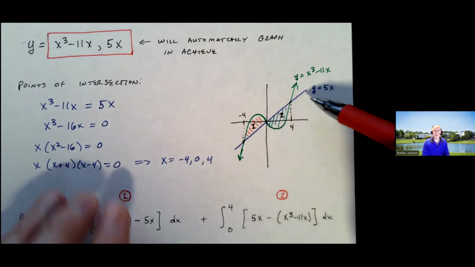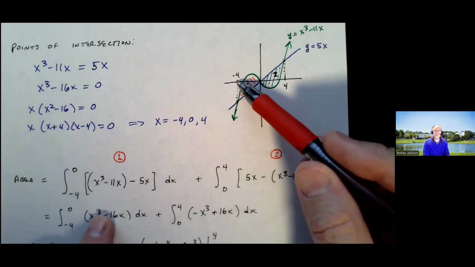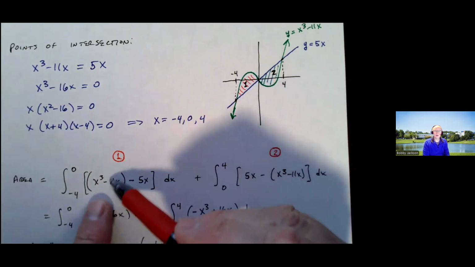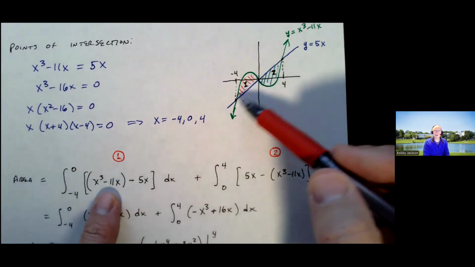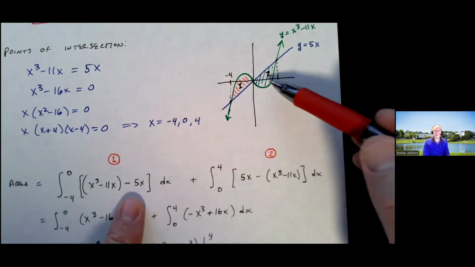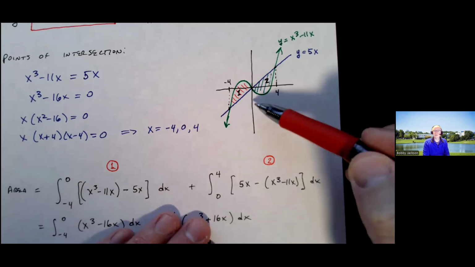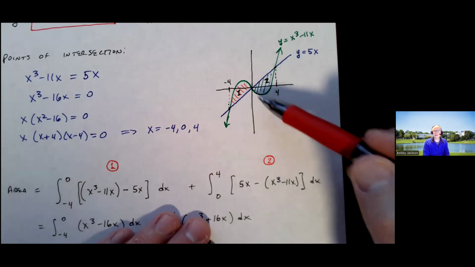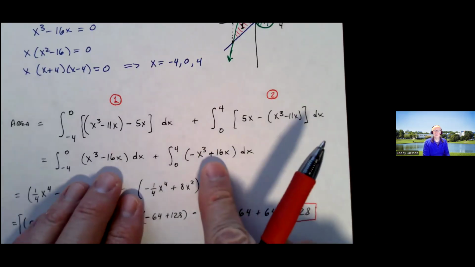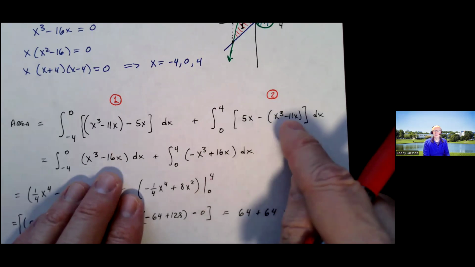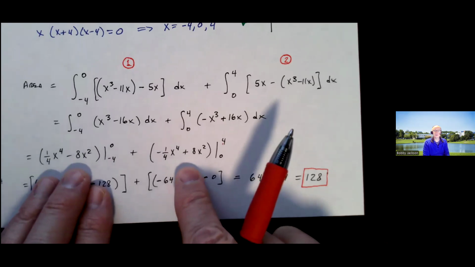And so when I integrate for region 1, I'm going to integrate from x equal what? -4 to 0. And I'm going to integrate the top function, x cubed minus 11x, minus the bottom function, 5x. Region 2, I'll integrate from 0 to 4. Top function is 5x. Bottom function is x cubed minus 11x. Okay, so each of these integrals then are easy to compute. I simplify both of these. Be careful here to distribute the negative through. And then I find the antiderivative for each of these.